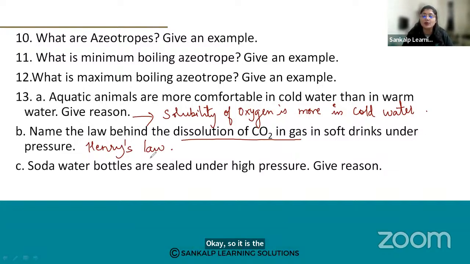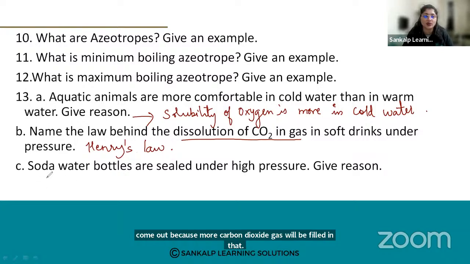So what is done? The carbon dioxide gas is filled in the aerated drinks. So high pressure is applied. When you open the cap, what will happen? The excess of this carbon dioxide gas will escape out and it will produce more effervescence, right? You have seen the bubbles coming out, right? Why will it come out? Because more carbon dioxide gas was filled in that. So this is due to Henry's law. This is the application of Henry's law.